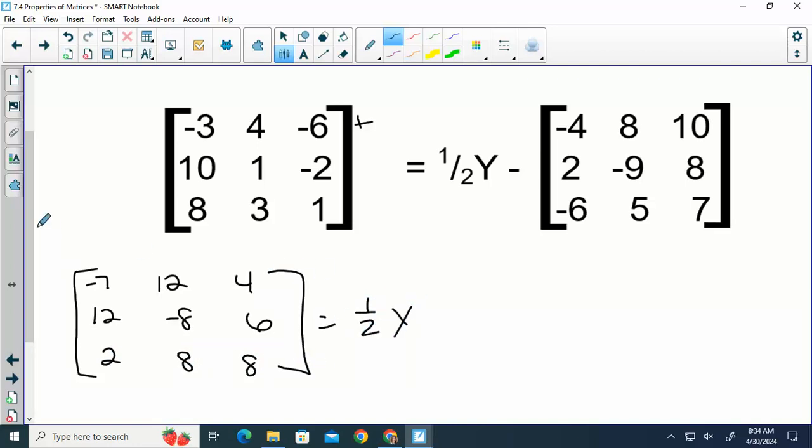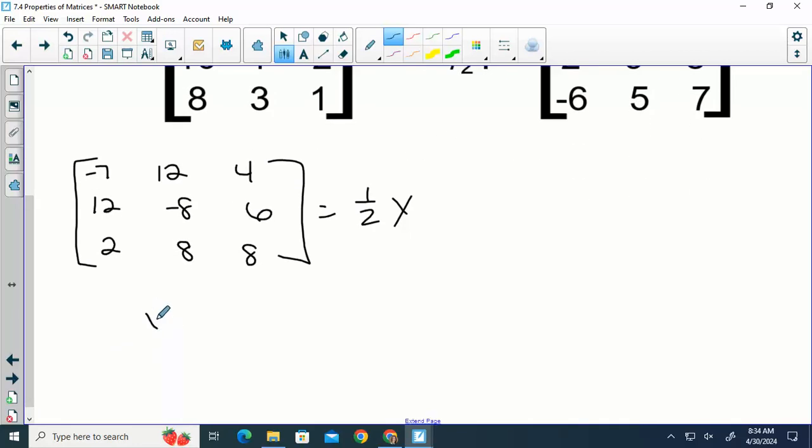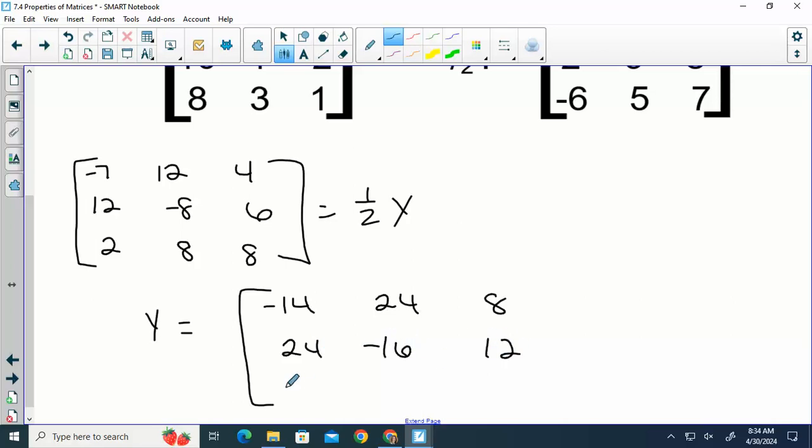To get rid of the 1/2, what do we do? Yep, you can either divide everything by 1/2, but that's equivalent to just multiplying by 2. You get -14, 24, 8, 24, -16, 12, and 4, 16, 16. Any issues with this?